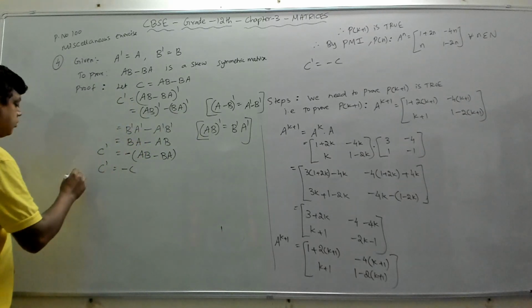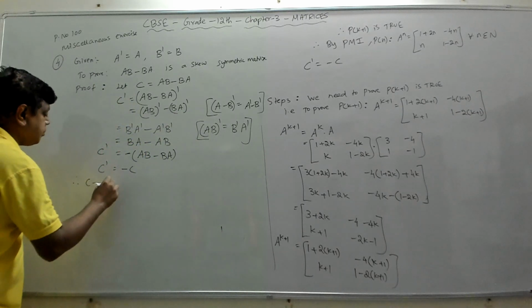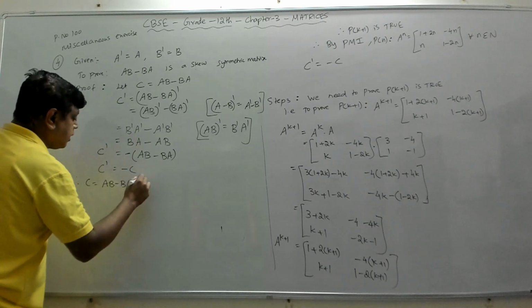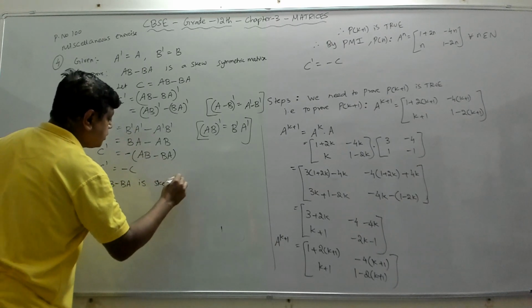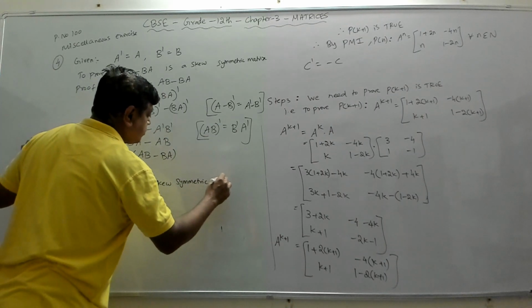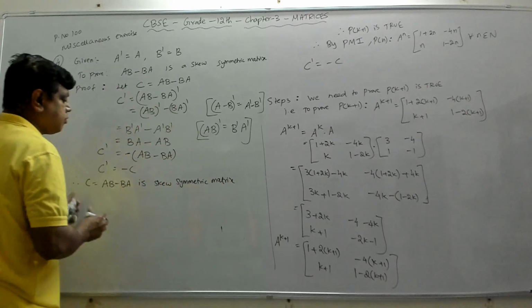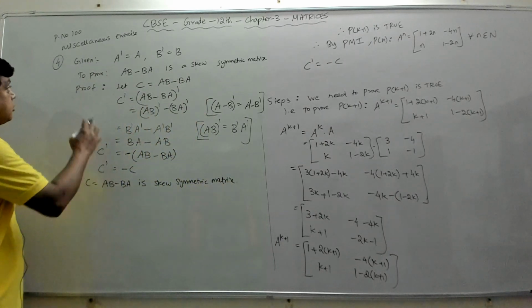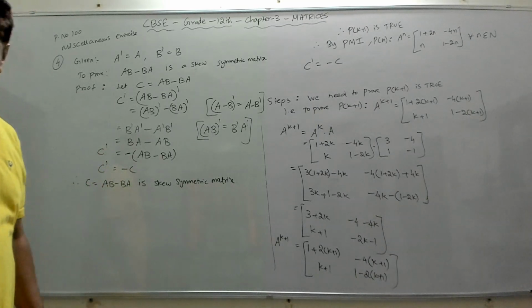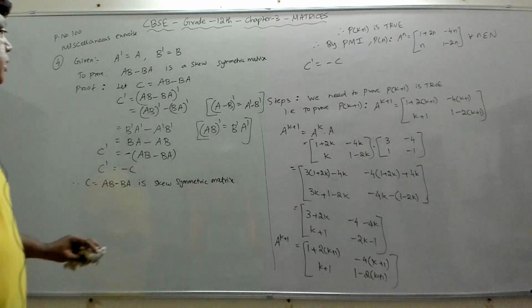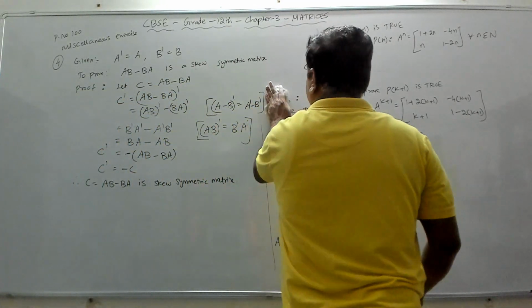Therefore, C equal to AB minus BA is a skew symmetric matrix. Therefore, AB minus BA is a skew symmetric matrix. So that is the proof. This is the proof for the fourth problem. So all of you can copy this. I will do the fifth problem here.